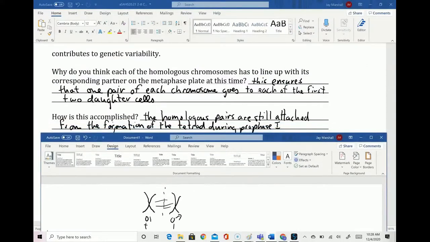So the homologous pairs are already attached, right? That physical association that they formed during Prophase 1 means that they're still attached together when they get to the metaphase plate. Okay, they don't break that association. They're still stuck together. That kind of makes it so that they have to be at the metaphase plate at the same time.